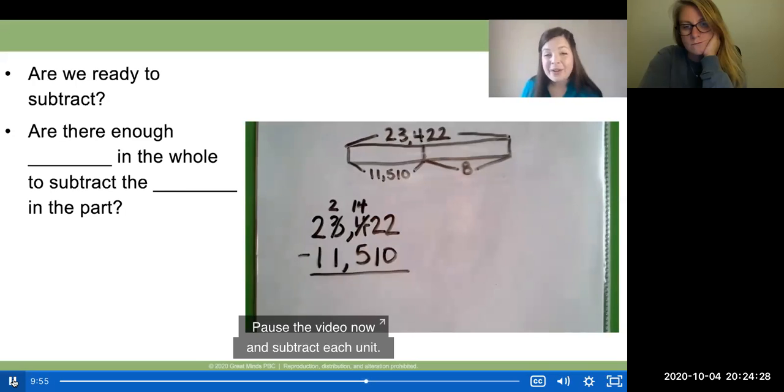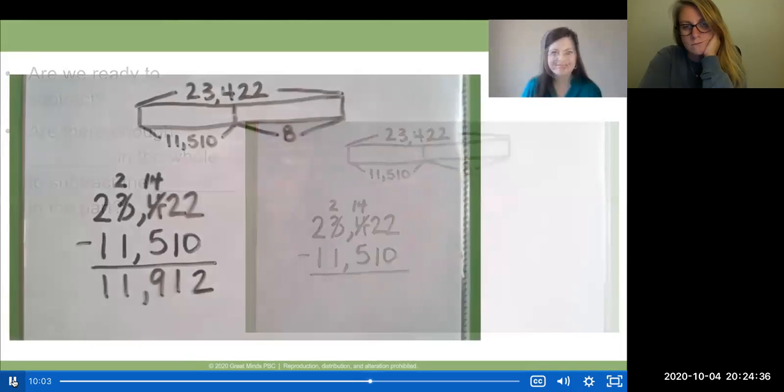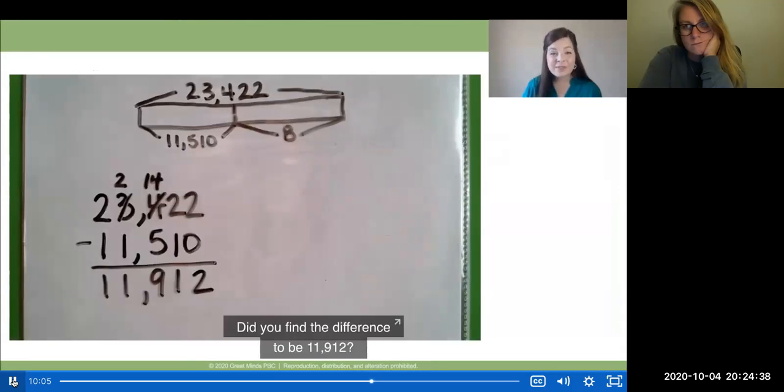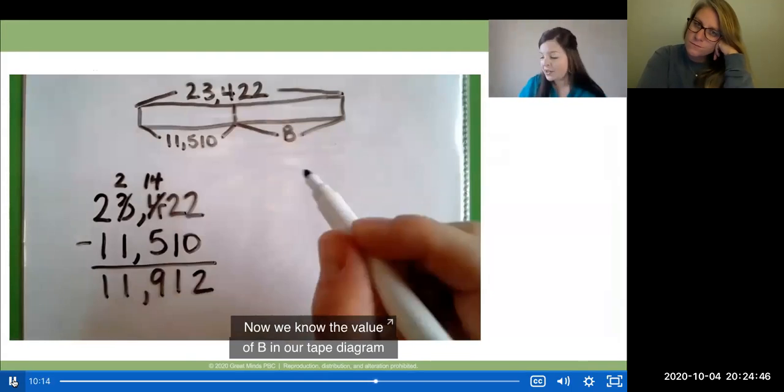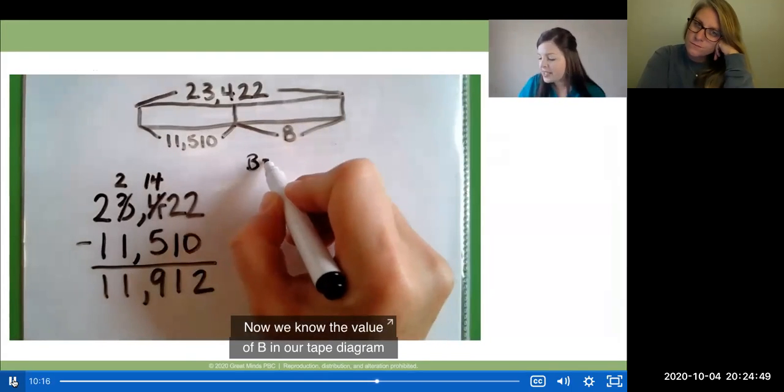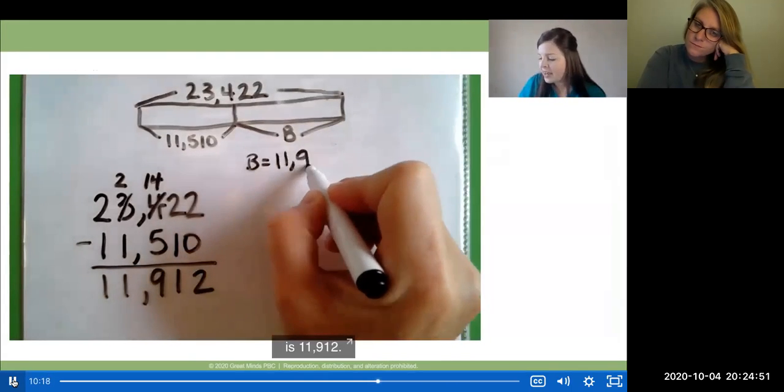Pause the video now and subtract each unit. As you subtract, whisper the subtraction in unit form. Did you find the difference to be 11,912? Now we know the value of b in our tape diagram is 11,912.